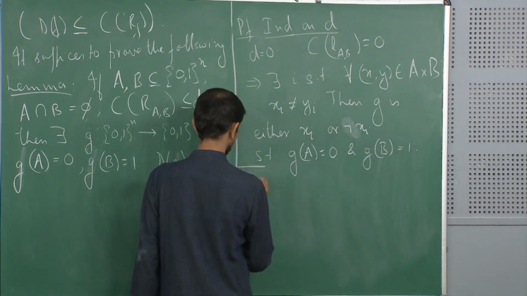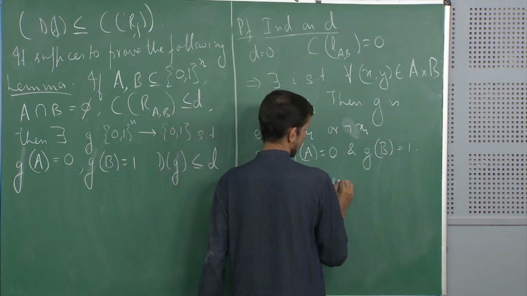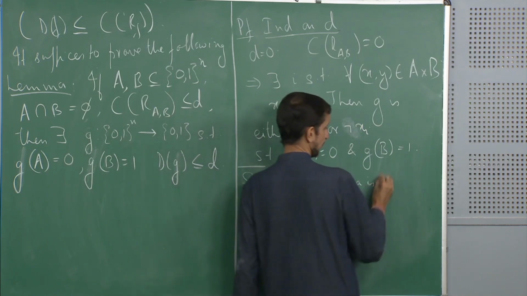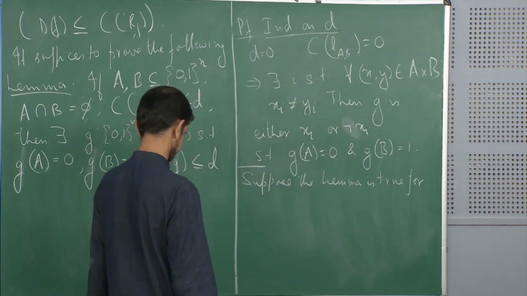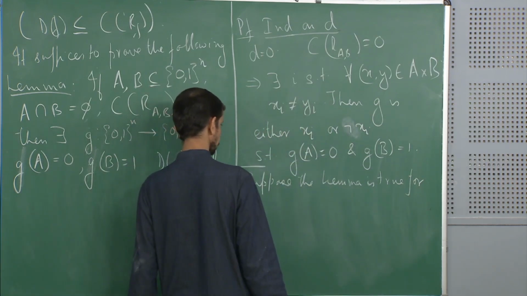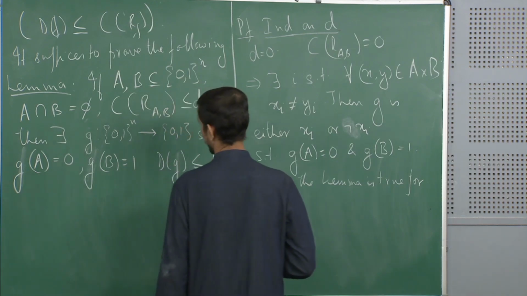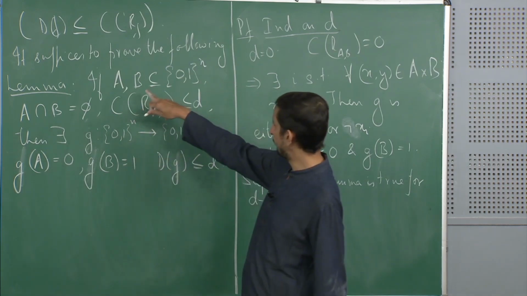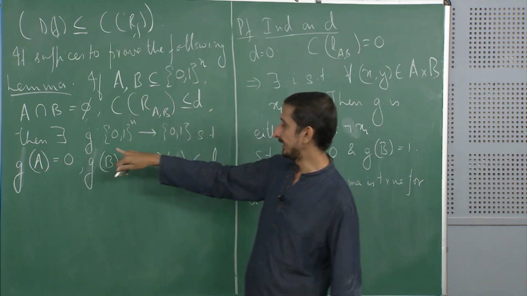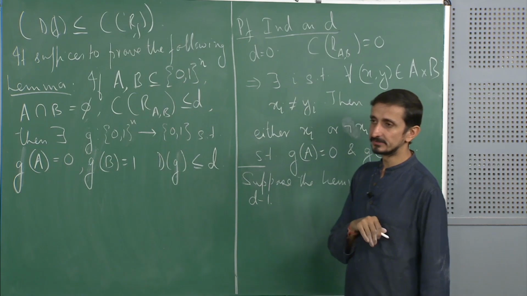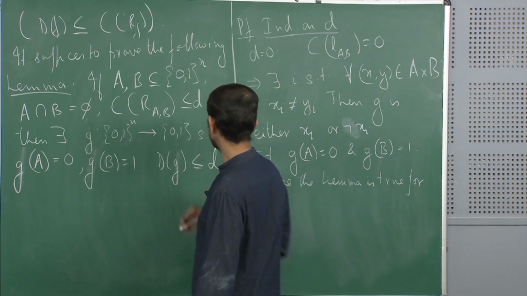Okay. Now suppose the lemma is true for d minus 1. That is, if CRAB is at most d minus 1, then there exists a g such that d of g is at most d minus 1. Okay. Then what can we say about D?